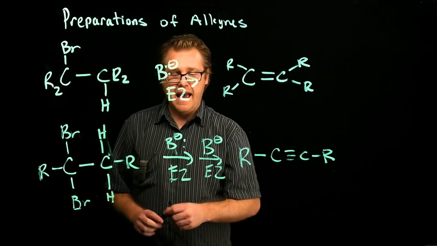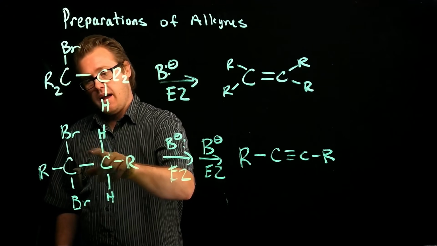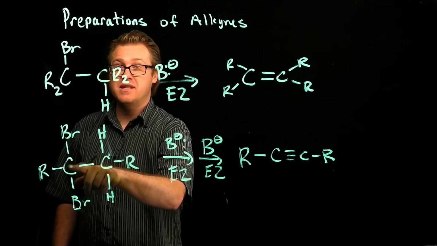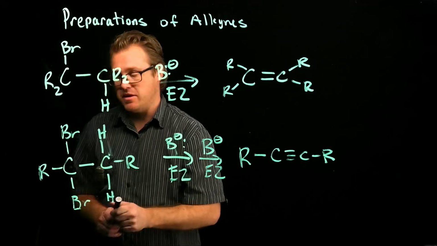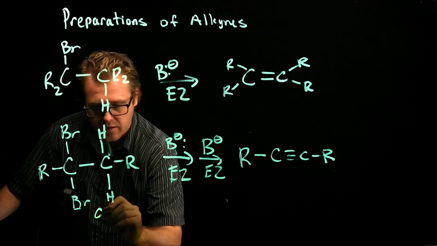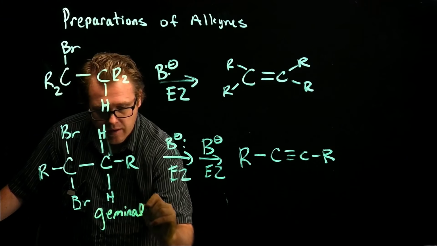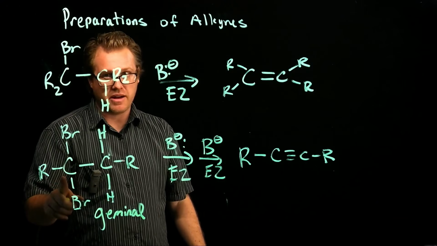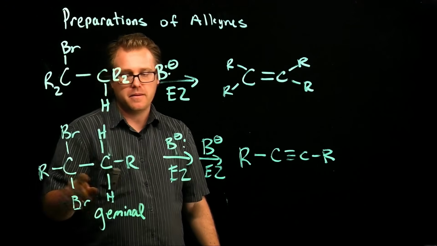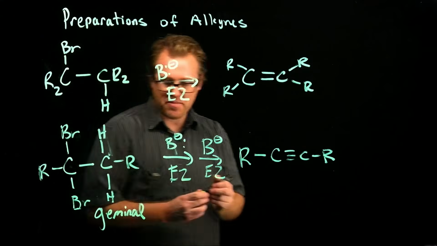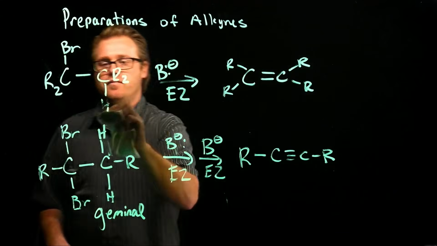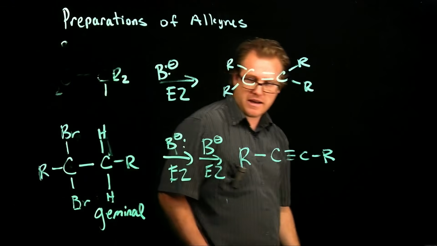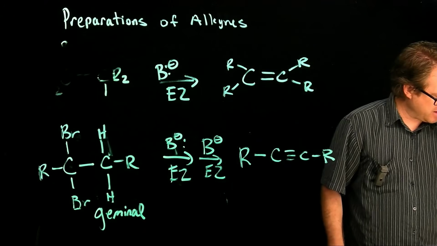But when we have a dialkyl halide where the halides are attached to the same carbon, we call that geminal. So we could also say this is a geminal dialkyl halide. If we change it up a bit, well, let's work with the geminal first, okay? So let's look at the reaction of a geminal dialkyl halide.